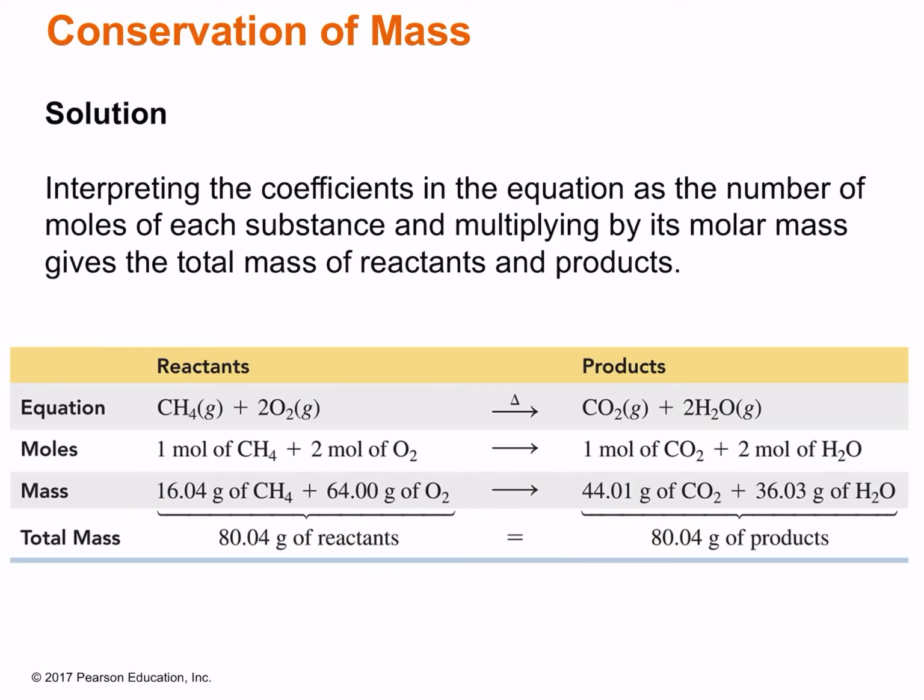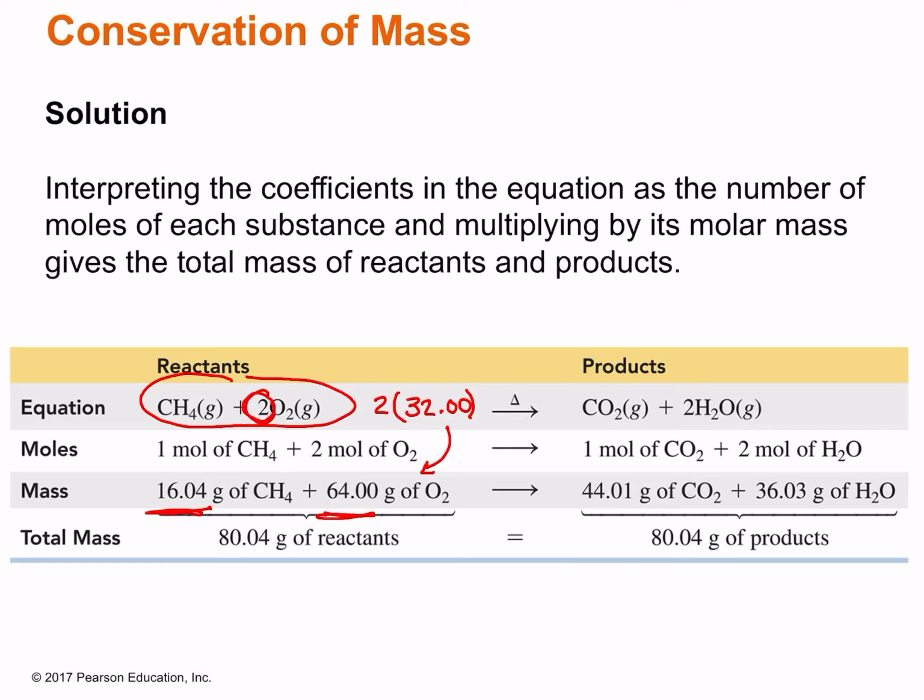So when we look at this, here's our stuff. These are our reactants. So we have 1 mole of methane and 2 moles of O2. The molar mass of methane is 16.04 grams and then the mass of 2 moles of oxygen. 1 mole of oxygen is 32.00. We multiply that by 2 because in this reaction there is a 2 there, and that gets us 64. If we add these together, 16.04 plus 64, we get 80.04 grams of reactants.